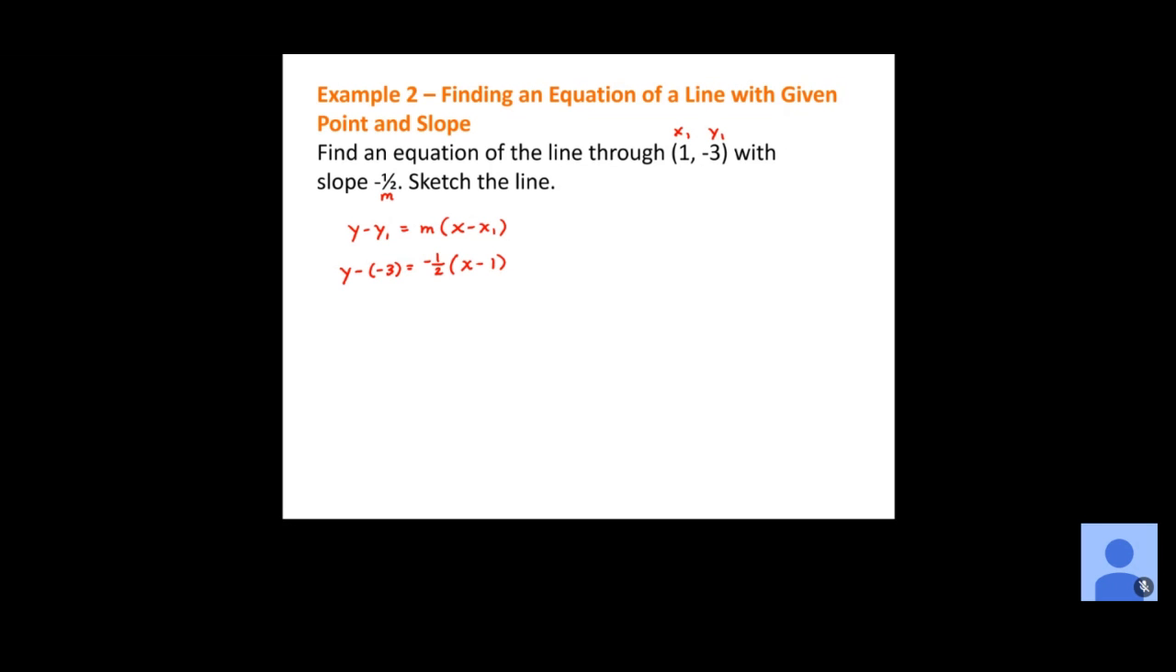Now, because we're subtracting a negative 3 there, that's going to turn into addition. So we get y plus 3 equals, and now we can distribute the negative 1/2 here. That gives us negative 1/2 x. And then negative 1/2 times negative 1 becomes a positive 1/2. At that point, we can solve this for y. We can subtract the 3 on both sides. So we're subtracting 3 from positive 1/2. We get y equals negative 1/2 x, and then this is going to give us negative 2.5 or negative 5/2. However you want to write that is fine.